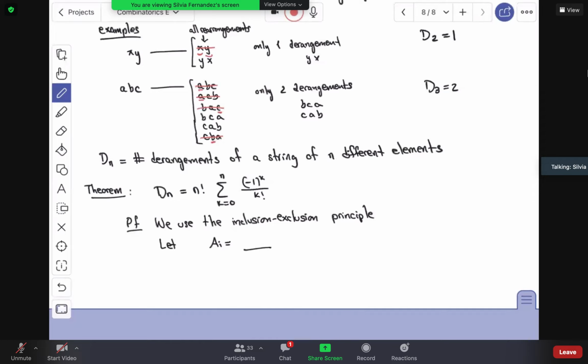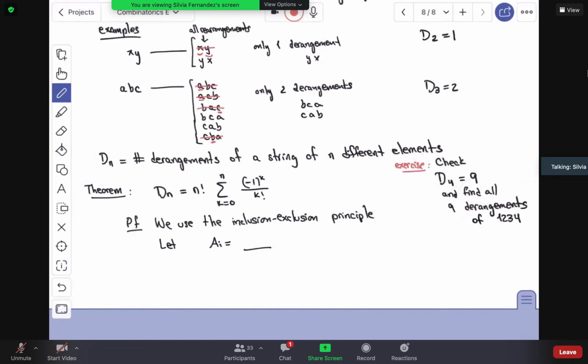And the other thing that I'd like you to check is that D4, if you substitute in this formula, should give you 9. So check that it is actually 9 and find. This is a small exercise for you, just to understand what's going on and be ready for next class. So check that D4 is 9 and find all 9 derangements of, let's say, the string 1, 2, 3, 4.